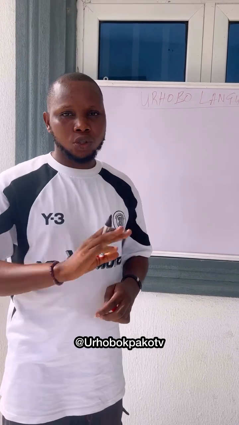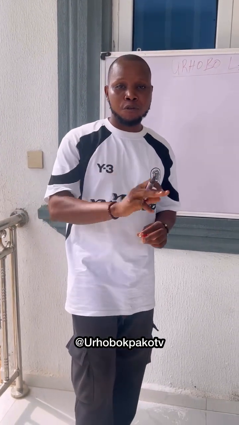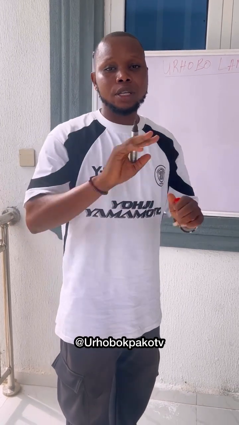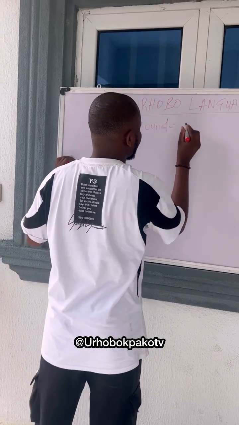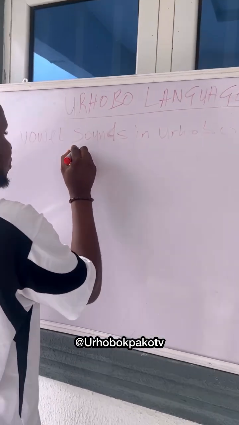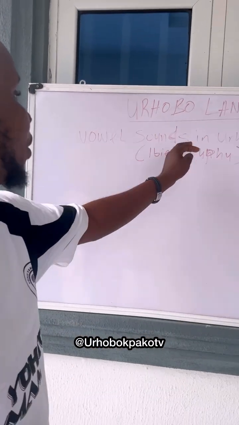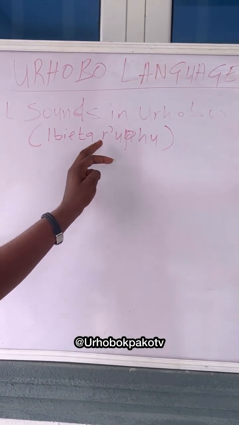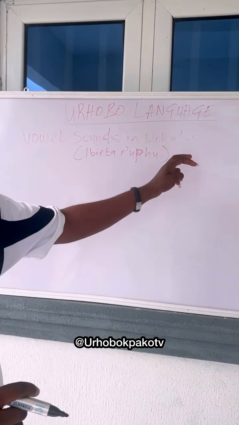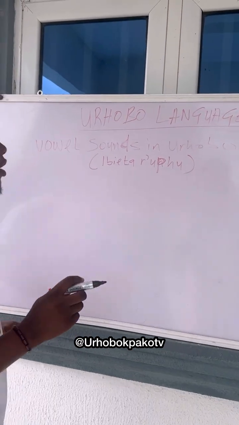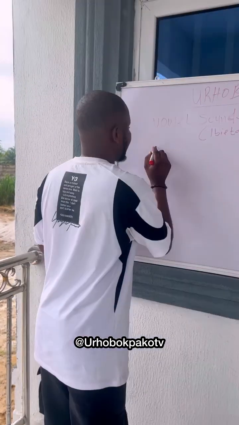Now, let's talk about vowel sounds in Urhobo. We call it Ibietaruwo. Vowel sounds in Urhobo, Ibietaruwo. Now, we have 7 alphabets that represent this vowel sound.